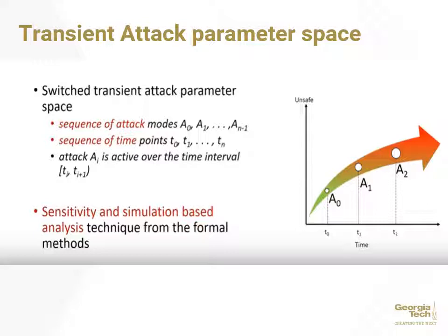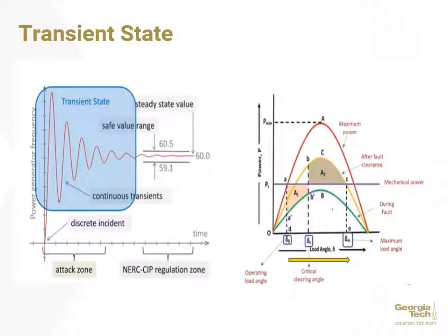You can see the transient attack parameter space, where we have a sequence of attack modes A0, A1, up to A n minus 1, and a sequence of time points. So here, you push the system to a transient state without being detected. This is the attack zone, and then you push it without being detected.